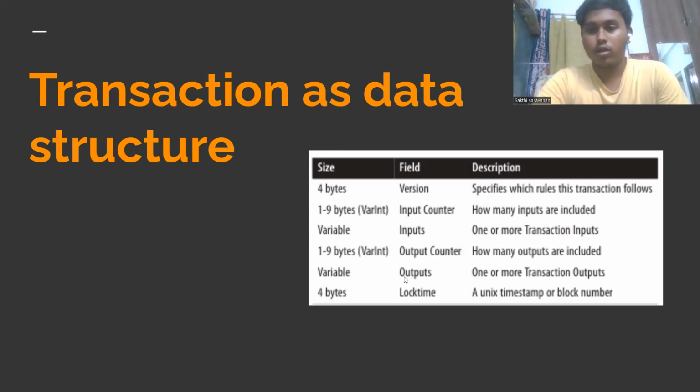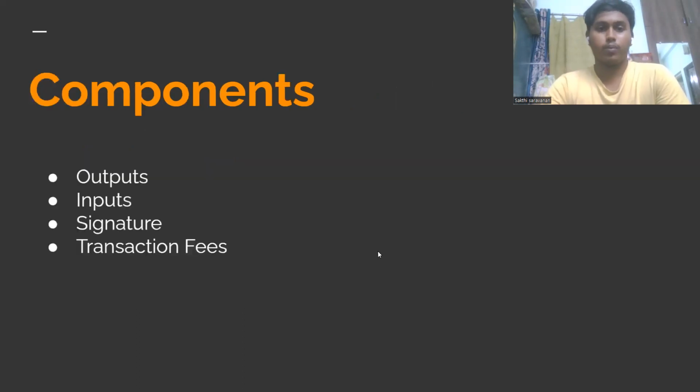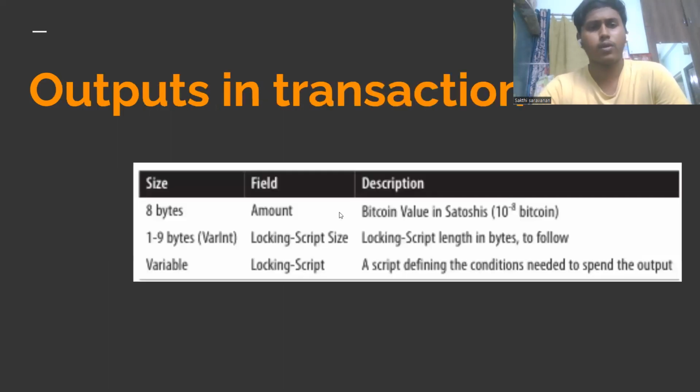Okay, so I'll move on to the individual parts. I already explained that the components of a transaction as a data structure consist of inputs, outputs, and transaction fee. Now I will explain how it works as a data structure. So let's start with an output of a transaction. As I mentioned, UTXO, an unclaimed transaction output.